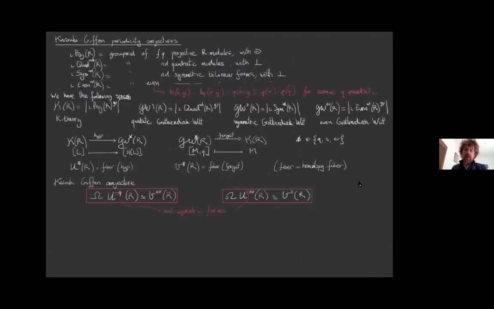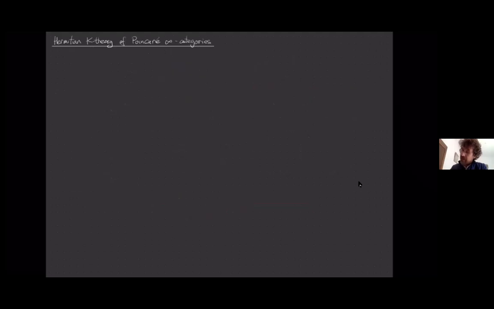Now I'll switch to our actual approach to Hermitian K-theory. And for that, I will start by explaining what we define Hermitian K-theory of. So we will define Hermitian K-theory of so-called Poincaré infinity categories. And these are actually stable infinity categories together with a quadratic functor. So I'll say a few words about stable infinity categories and then on quadratic functors, and then put these together.